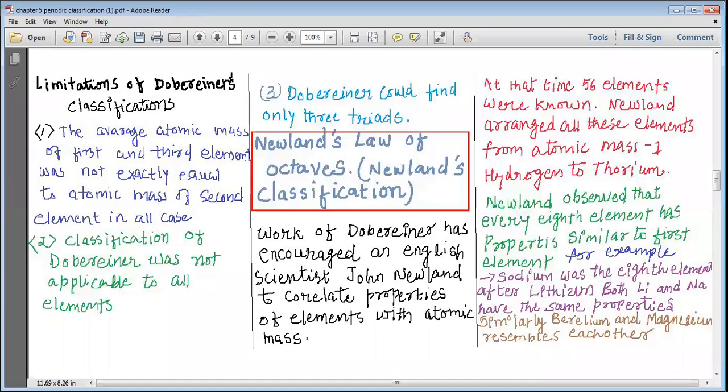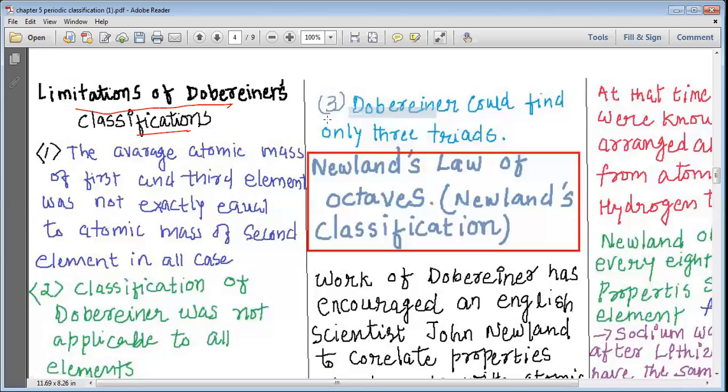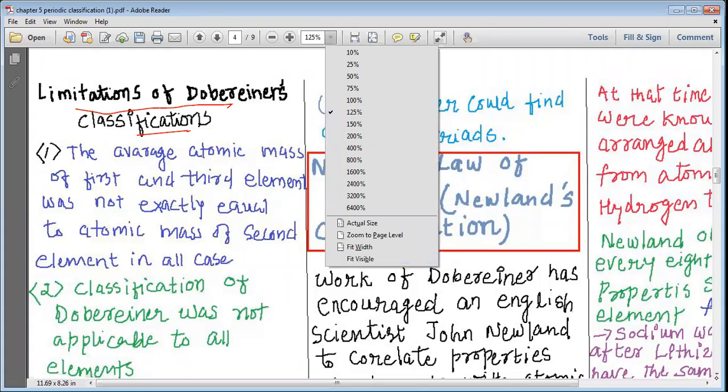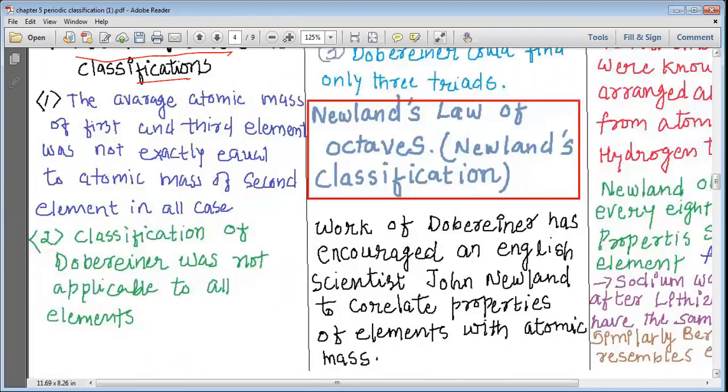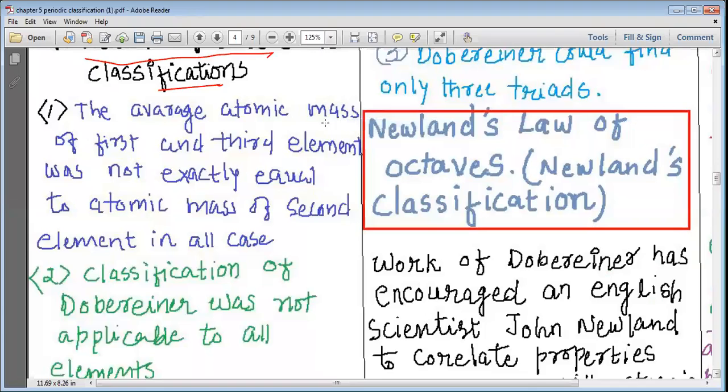Now, my dear students, we want to study the limitations of Dobereiner's classification. Please pay attention. Let's look at the first limitation. The average atomic mass of the first and the third element was not exactly equal to the atomic mass of the second element. It was not exact.